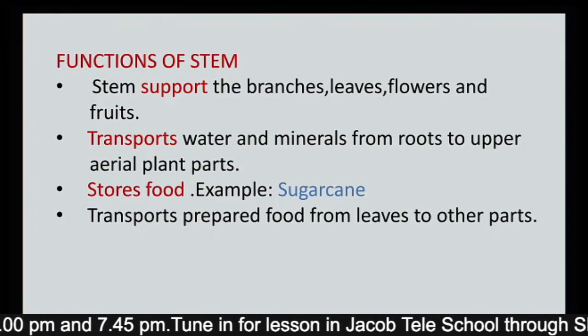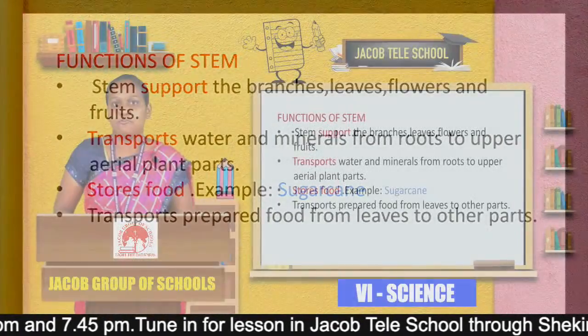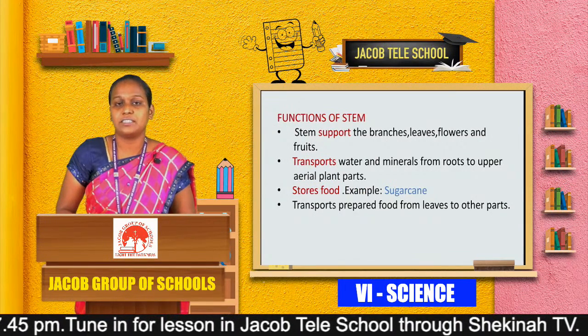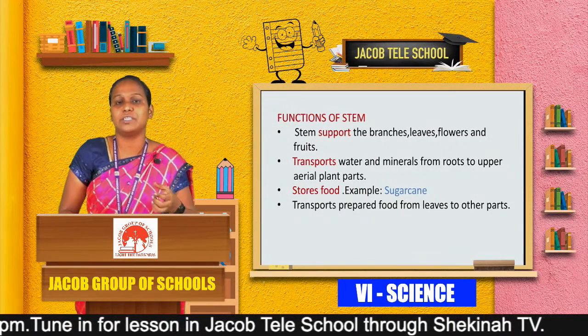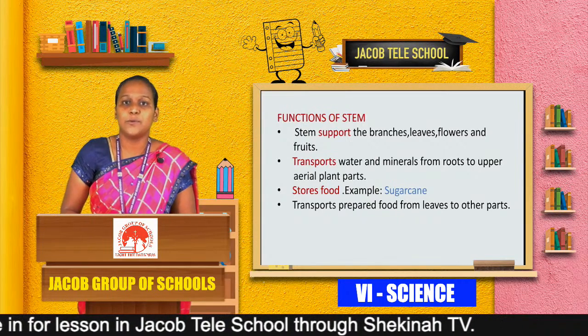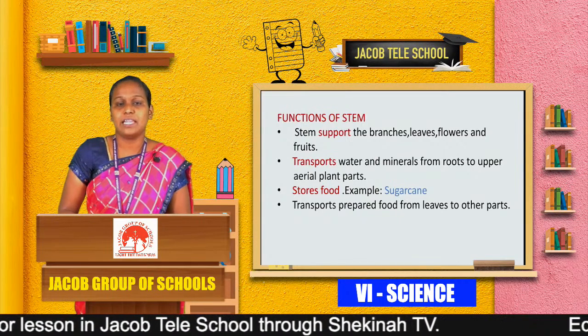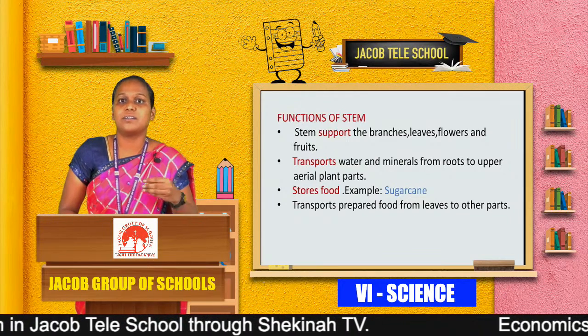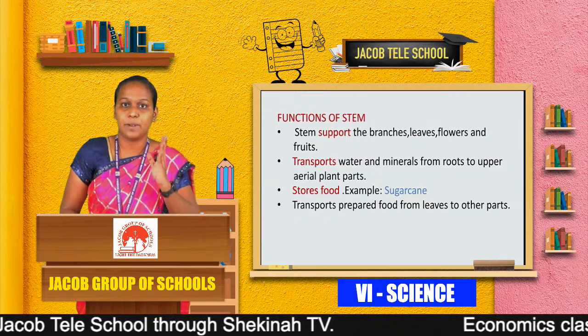And this stem store the food. Example for this, sugar cane. கரும்பு பார்த்திருக்கீங்களா? That is it stores, that is example for the stem. The stem part which is store the food. Example, sugar cane. And transport the prepared food from the leaves to other parts. Prepare பண்ண food வந்து other parts-க்கு send பண்றதும் stem. Stem plays a major role.